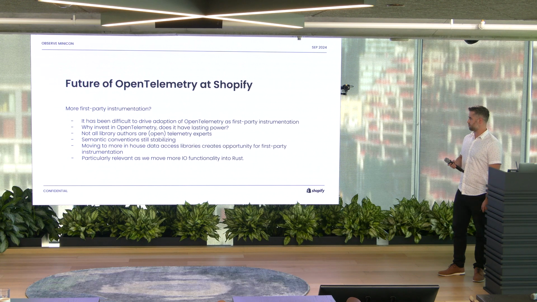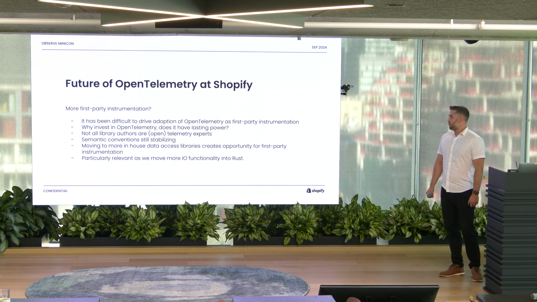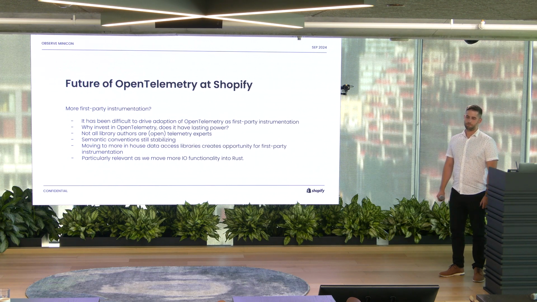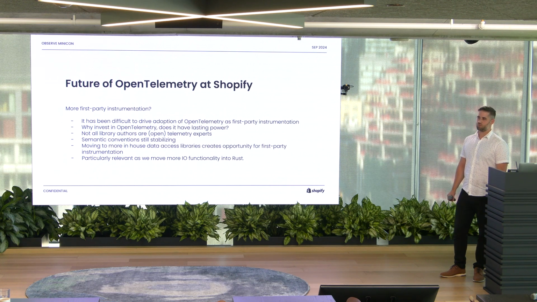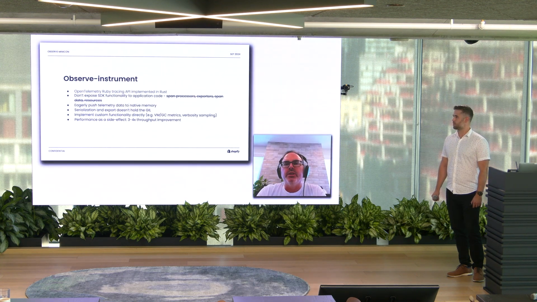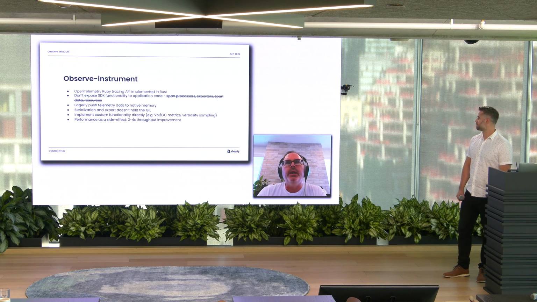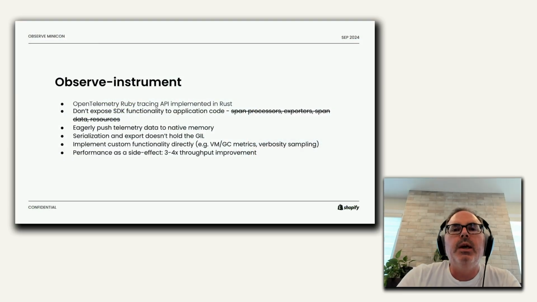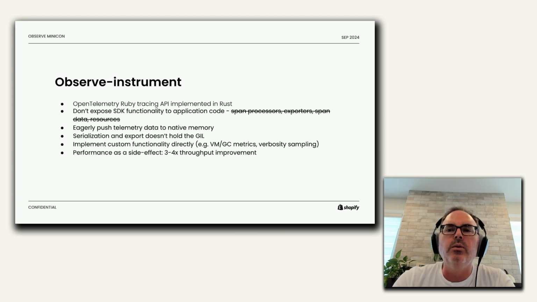So first-party instrumentation is particularly relevant as we move more I/O functionality into Rust, which we're seeing initially for a few data access libraries. For a dynamically typed language like Ruby, the spec imposes a bit of a performance ceiling. So to help raise the ceiling, I've been implementing the OpenTelemetry Ruby tracing API in Rust. The key principle guiding this is don't expose SDK functionality to application code. So we don't have span processors, exporters, span data, or resources available to Ruby code.